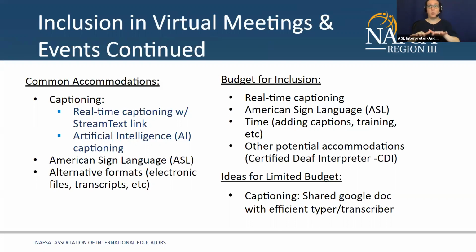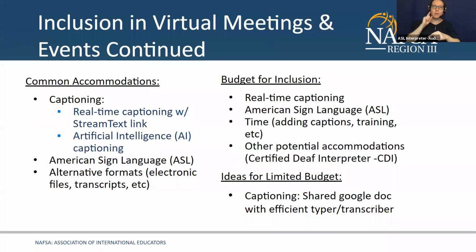Another potential accommodation is certified deaf interpreters, also known as CDIs. Especially in our field of international education, you might have an event with international participants who may not be fluent in American Sign Language, but are deaf themselves and use sign language, just not American Sign Language. Certified deaf interpreters are deaf themselves and have expertise and training on communicating using multiple modes of cues and visuals in order to communicate to broader and larger global deaf audiences.